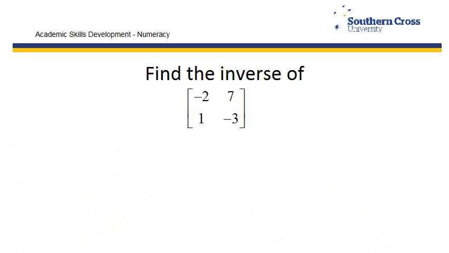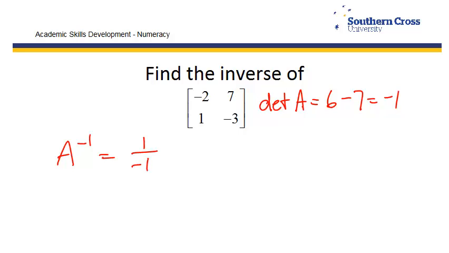Okay, going on to the next one. We're going to do the inverse by the determinant method. So the determinant value of this matrix is equal to minus 3 times minus 2, which is 6, minus 7 times 1 is 7, which is minus 1. So that means the inverse matrix is 1 on minus 1 outside of, swap the numbers on this diagonal, is minus 3, minus 2, and put minus signs in front of the other ones.